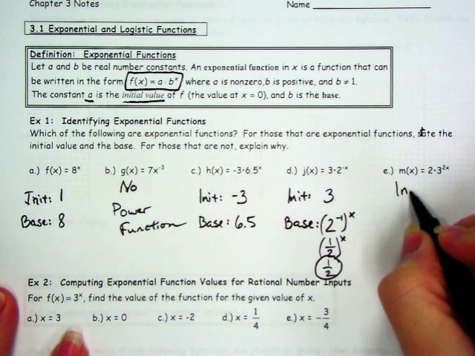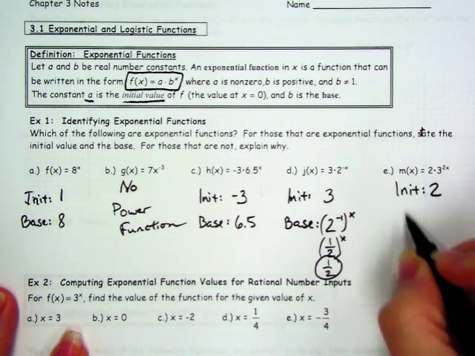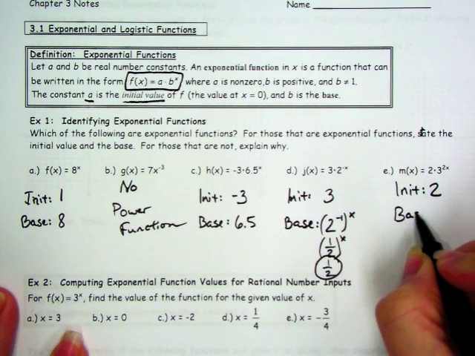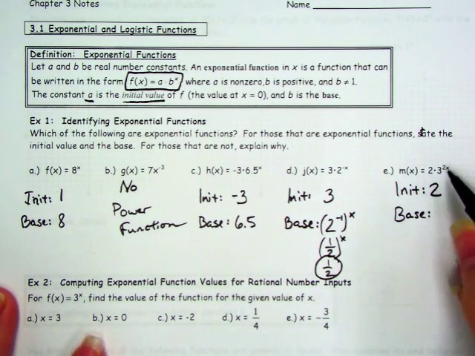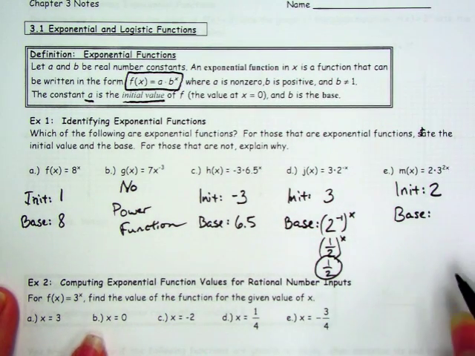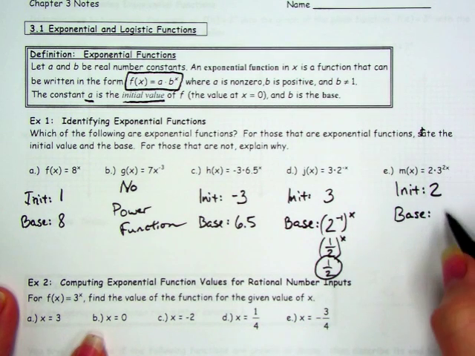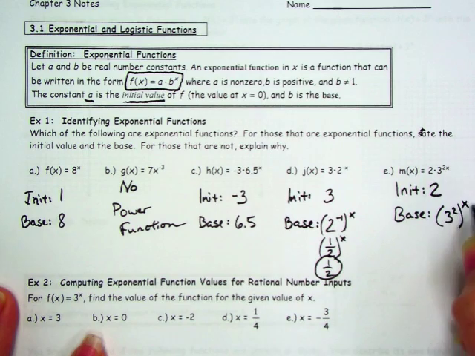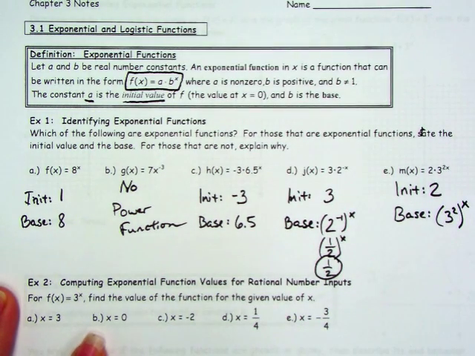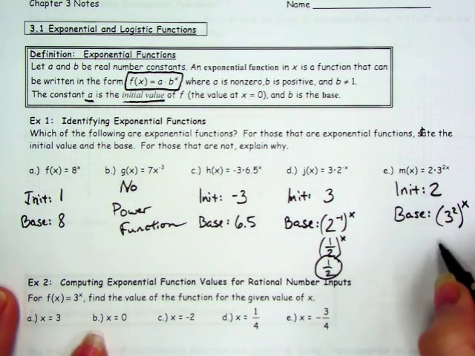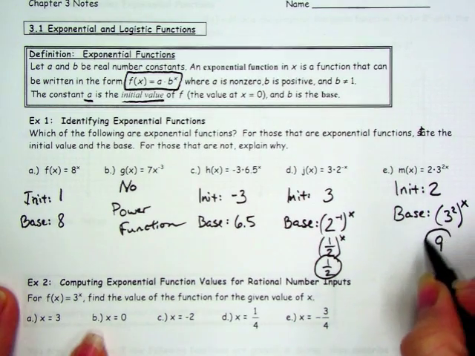Okay, so you should have this already done. The initial value is 2. The base, again, is a little bit more complicated than straightforward. We have 3 to the 2x. We need to write it as something to the x. So we need to separate it and make it 3 squared to the x. Multiplying those exponents would give me that 2x. And so that means my base is 3 squared, or my base is actually 9.